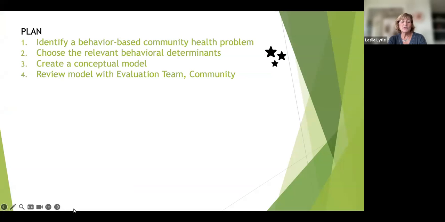It's absolutely the most important part of the whole process. It's where, with community, we identify a behaviorally based community health problem. We choose relevant behavioral determinants to positively impact that health problem. We create a conceptual model, and then we review that model with both our evaluation team and our community stakeholders.